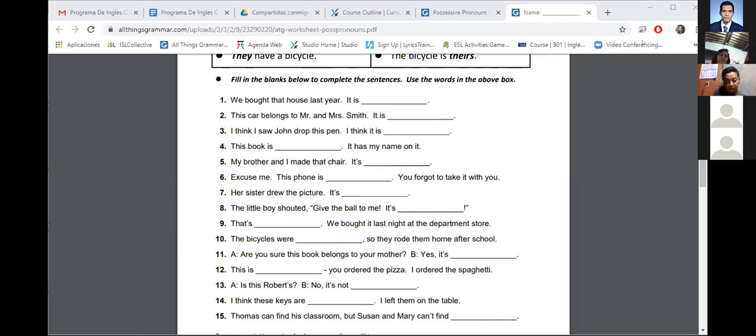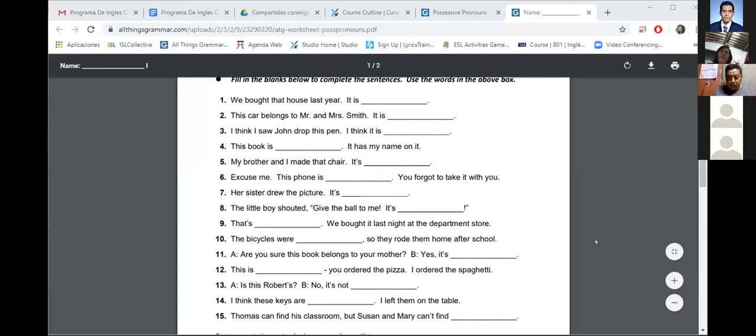Is this the Roberts'? No, it's not his. Excellent. Very good. Blanca, ¿me escucha Blanca? All right, Josue, 14. I think these keys are mine. I left them on the table. Excellent, very good. And the last one, Noria, can you do the last one, number 15?